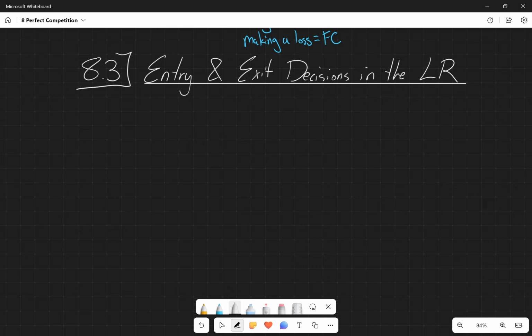So in section 8.3, we're going to start to look at the dynamics of how the changes to individual firms impact the changes to the market, which then in turn impact the market price and impact individual firms. And so we've got to define some things that are pretty simple, but they have some special meaning within economics, right? When we're talking about entry, we're talking about when new firms enter the industry.